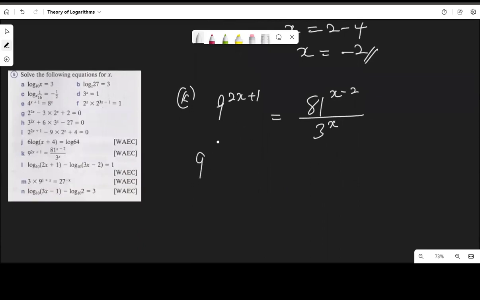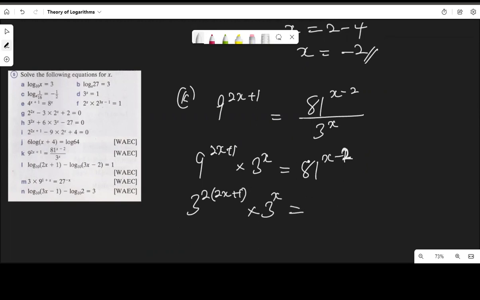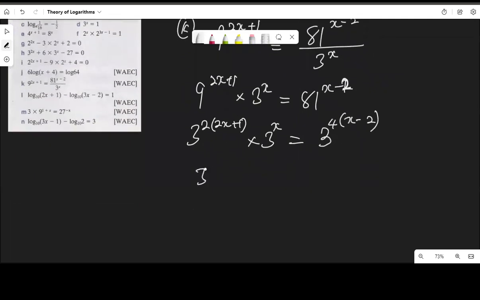So I have 9 to the power of 2x plus 1 multiplied by 3 to the power of x equal to 81 to the power of x minus 2. Now reducing this to index form, that is 3 to the power of 2, then multiply by this 2x plus 1, multiply by this 3 to the power of x, equal to, I'll reduce this to index form to 3 to the power of 4, then multiply by this x minus 2, which will give me 3.